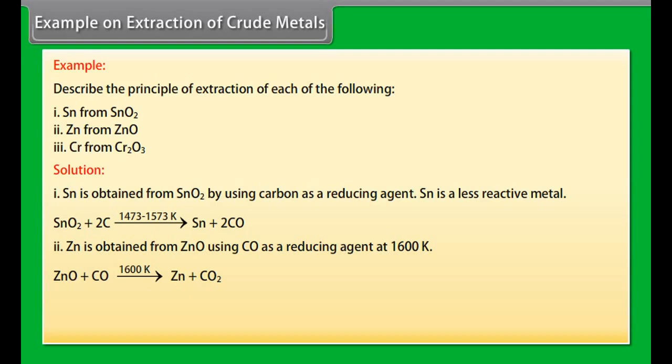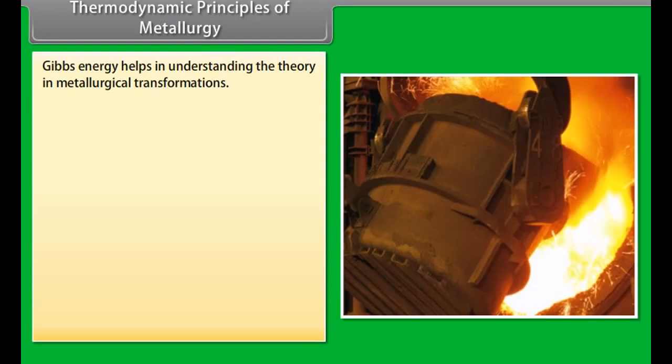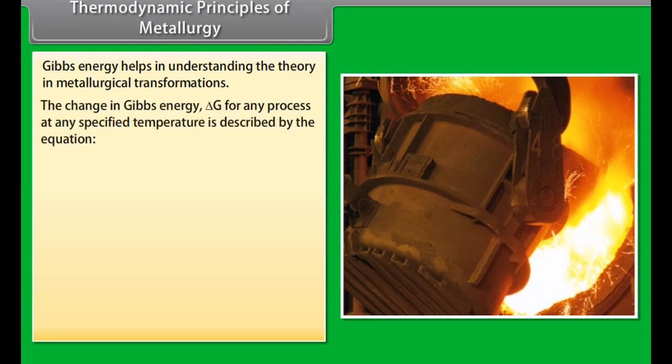Example on extraction of crude metals. Let's take an example on extraction of crude metals. Describe the principle of extraction of each of the following: Sn from SnO2, Zn from ZnO, Cr from Cr2O3.